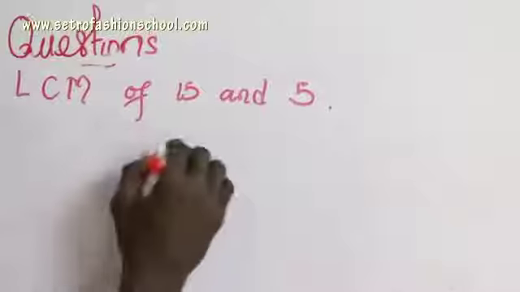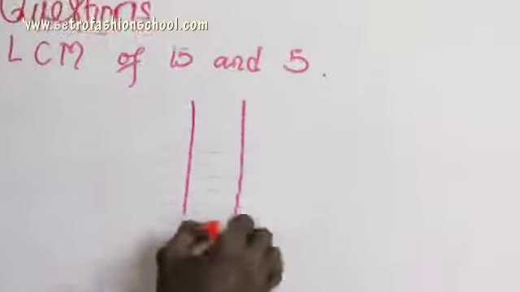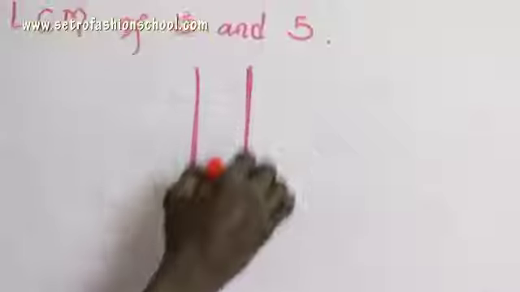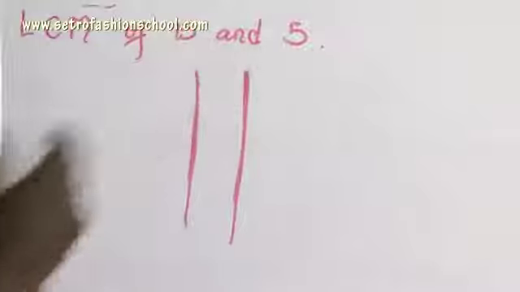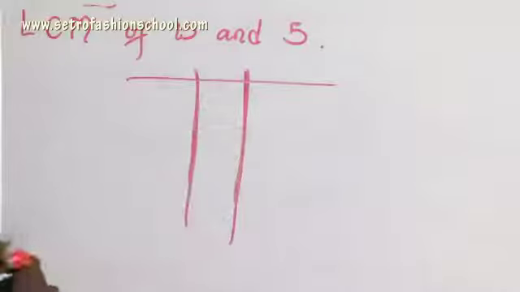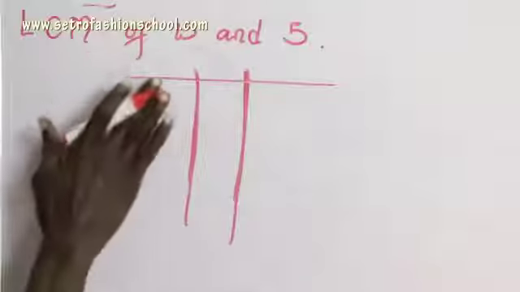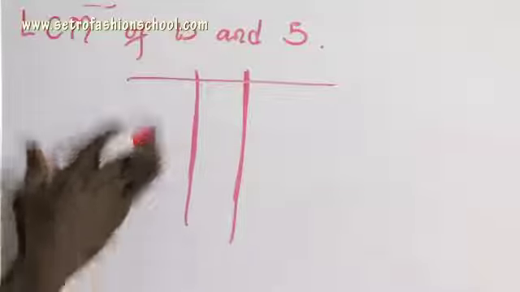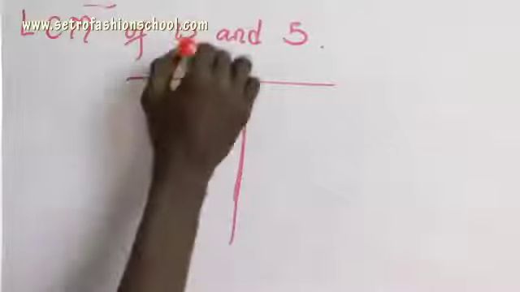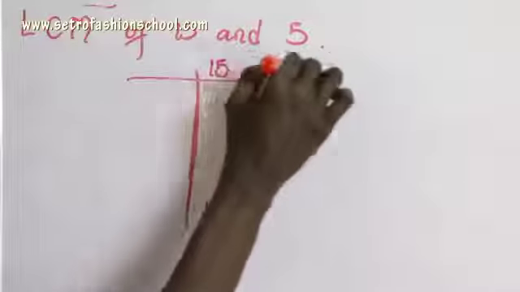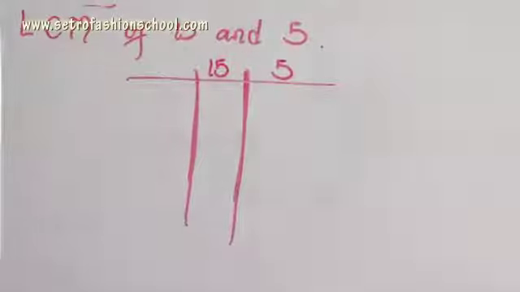Now, 15 and 5, just rule your 2 vertical lines. Why are we ruling 2 lines? We are ruling 2 lines because we have 2 numbers. So, rule another one on top. Now, leave this space. This space belongs to the prime factors, like we did in the prime factors. Now, write 15 and write 5 here. Now, check. What is the prime factor? What can go in 15? You must apply your prime factor, like I said.